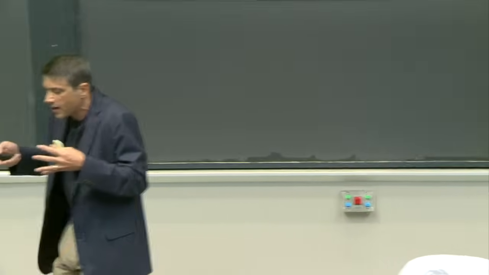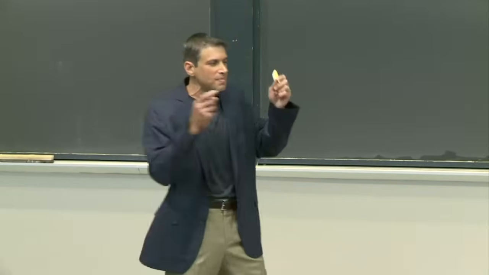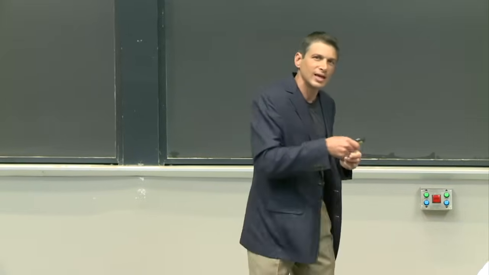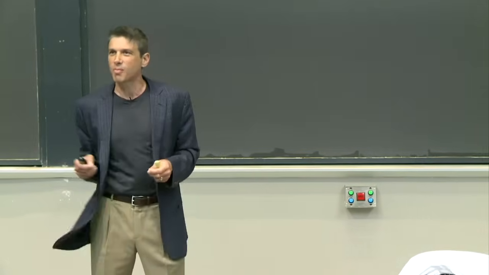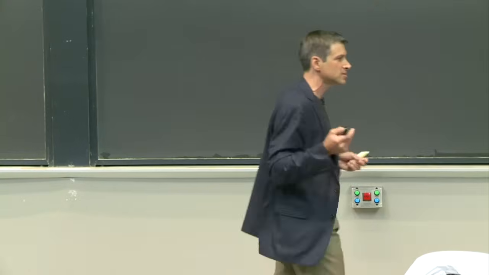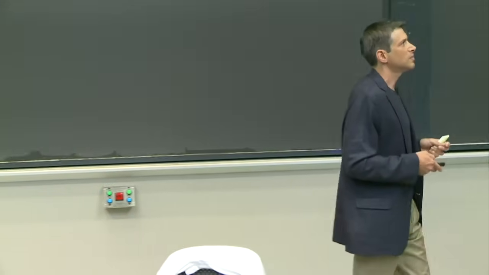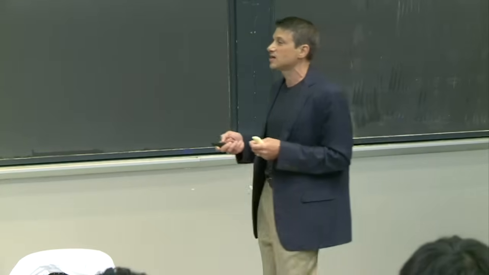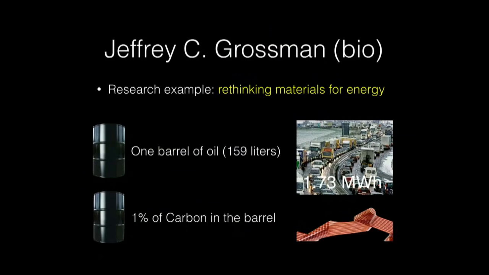So I get really excited about the ability to take a material and make it do something that it can't do now, but that it needs to do to solve a problem. Maybe it needs to be cheaper, maybe it needs to be more efficient, right? So one example is in this material. This is a barrel of oil. And what we do today with this barrel of oil is we mostly burn it. Now, if you do that and you think about it in terms of energy, that's 159 liters of this material. And if you think about what you're caring about as energy, you get 1.73 megawatt hours of energy out of that.